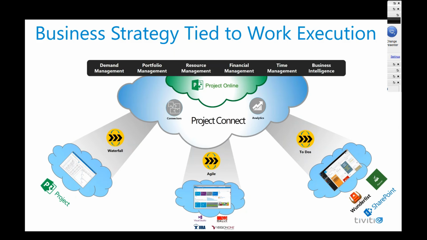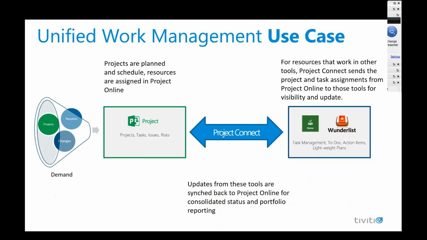The idea is you can actually have Project Online at the hub, but have a variety of task management or work management tools feeding into that process on a bidirectional basis. So in this unified work management use case, we talked about all the demand that might be coming in from a project's perspective, request perspective, changes perspective. And these work items can be vetted, planned, scheduled, and authorized, and even high-level resource planning done in Project Online.